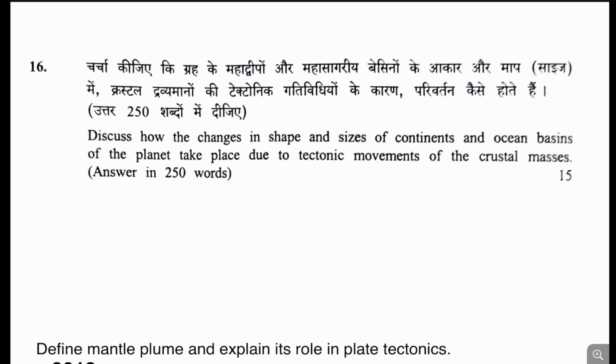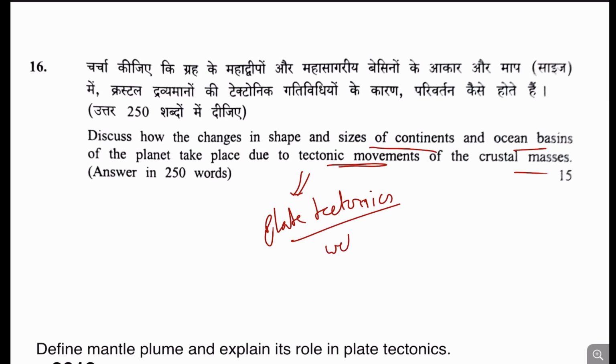Discuss how the changes in the shape and size of the continents and ocean basins of the planet have taken place because of the tectonic movements of crustal masses. So this question is directly derived from plate tectonics, and this topic is usually well prepared by the aspirants, and I will categorize this question as an easy question.